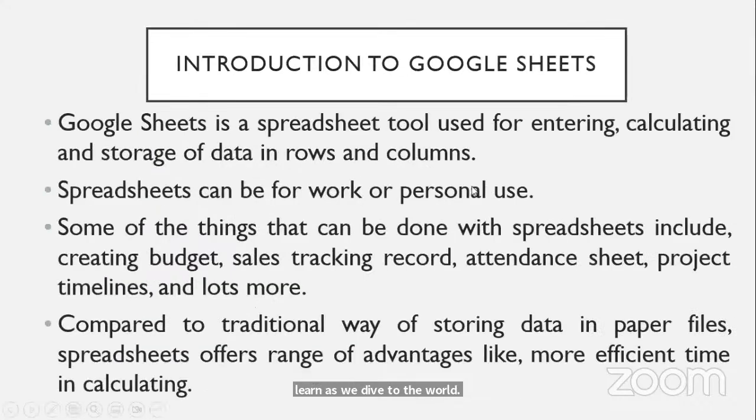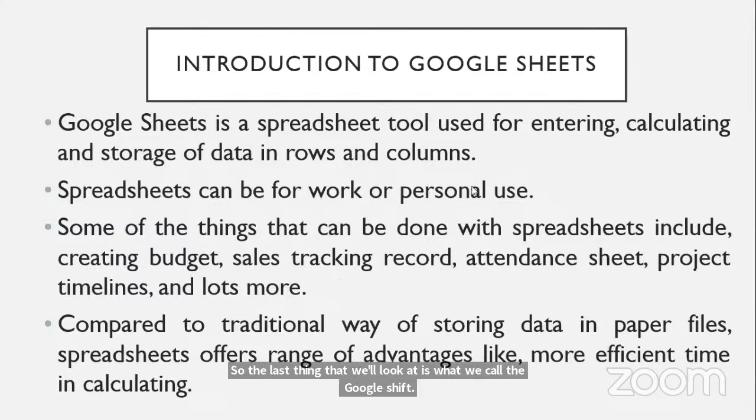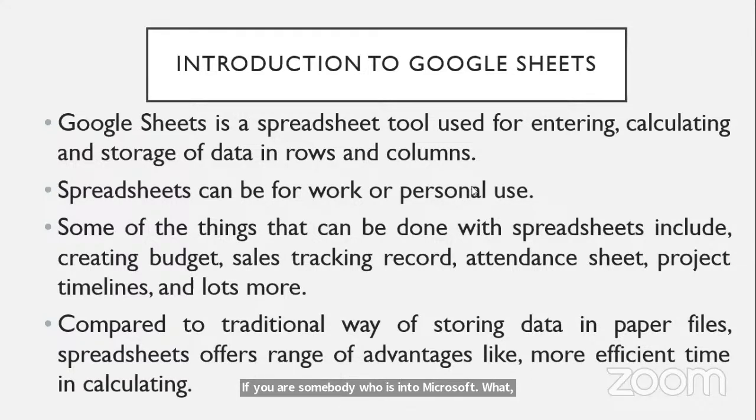The last thing that we will look at is what we call Google Sheets. If you are somebody who is into Microsoft offline, this is what we call an Excel spreadsheet. The Google version for it is Google Sheets. Google Sheets is a spreadsheet tool that is used for entering, calculating, and storing data in rows and columns. You can use it for work, or you can use it for personal purposes, such as making your personal budget and maybe creating a database for something that you're passionate about.